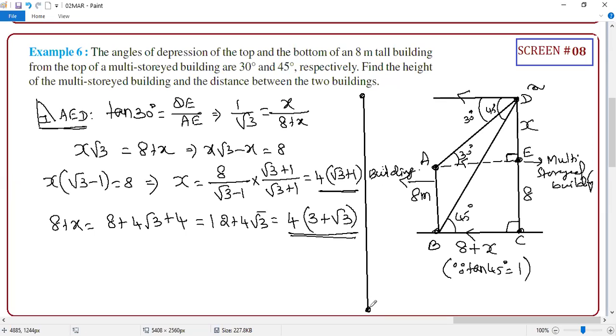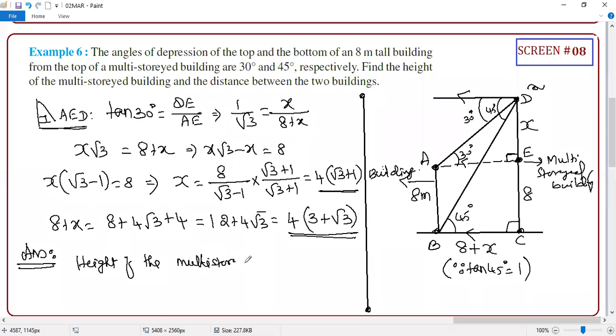We need to write it in the right triangle, that alphabet we need to write. Yes. The moment you see the diagram, how are you going to construct or convert it into a right triangle? That is the whole story. So guys, please write the answer once again. Height of the multi-storied building.